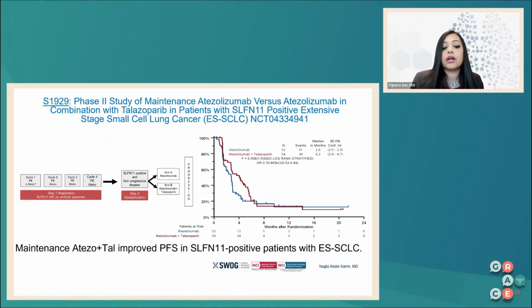So this study showed a marginal benefit in the progression-free survival, where the patients who were SLFN positive had a marginal benefit in the progression-free survival with atezolizumab and talazoparib. However, this was negative when it came to overall survival. But I think the importance of this study is that this showed sort of the feasibility of doing biomarker-driven study in small cell lung cancer.